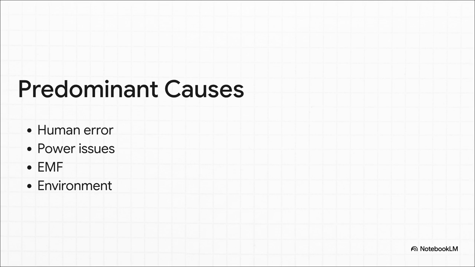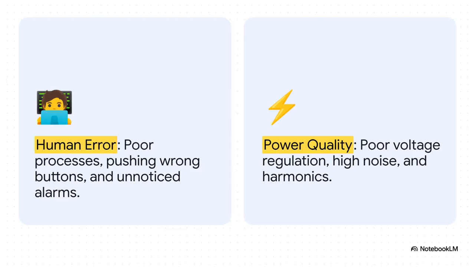And among the technical side of things, power quality is absolutely the single most important factor impacting equipment availability in a data center today. Let's put the top two offenders side by side. Human error is exactly what it sounds like. Poorly executed work instructions, literally pushing the wrong button, or just flat out missing a blaring alarm.